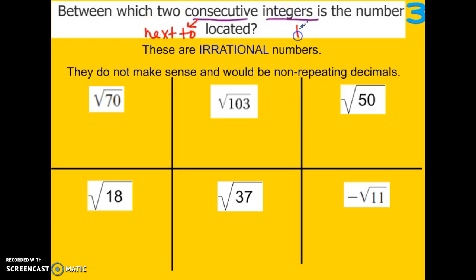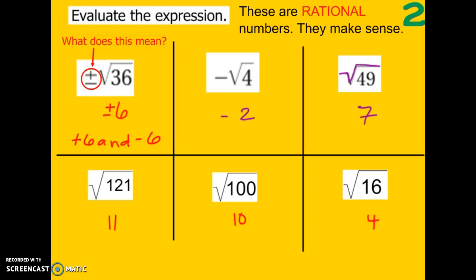And integers are just our counting numbers. Counting by ones. Numbers by ones that you'd see on your number line. So which two numbers are next to each other on our number line? Between which two? So they do not make sense, and these would be non-repeating decimals if we plug them into our calculator. We're not going to. We need to figure out between which two numbers is 70.